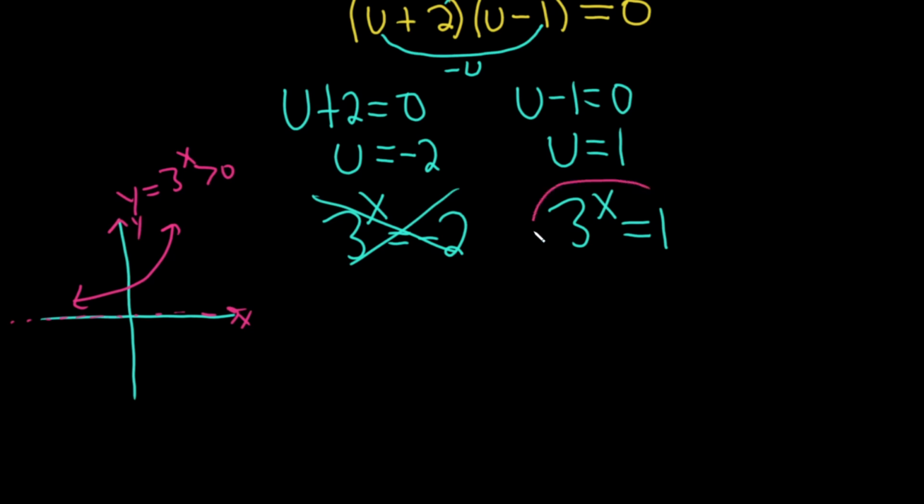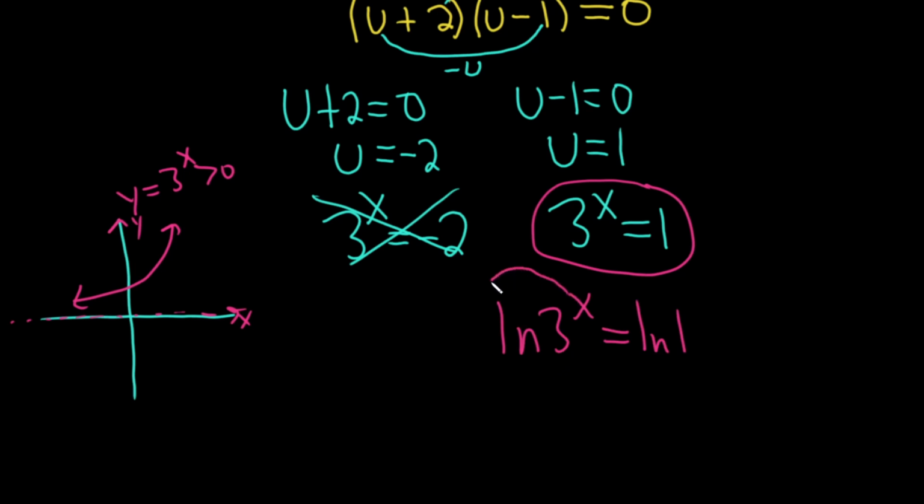So the only one we have to solve is this one. And to solve this one, you can guess, right? The answer is 0 because 3 to the 0 is 1. Or if you like, you can take the natural log of both sides. When you do that, you can now bring down the x. So you get x ln 3. That's the power rule for logs.